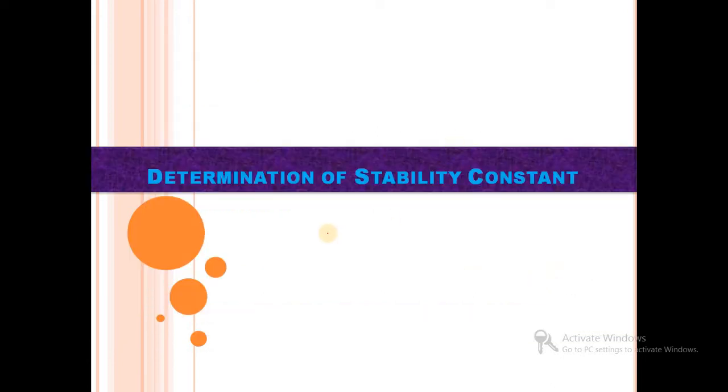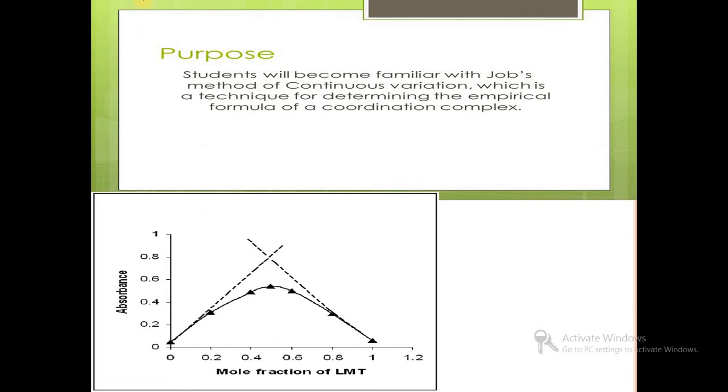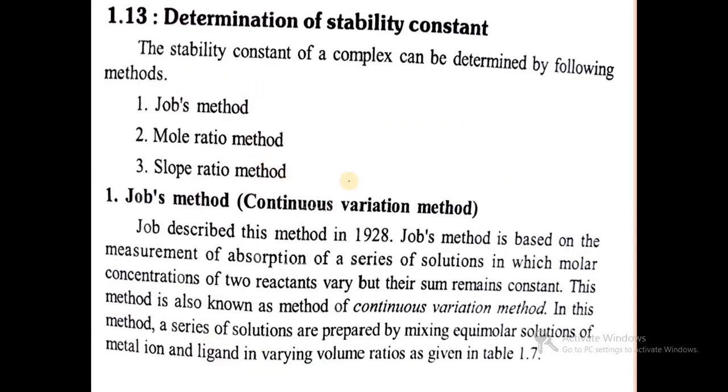So determination of stability constant. The purpose is that students will become familiar with Job's method. The name Job is the name of the scientist. Job's method of continuous variation is a technique for determining the empirical formula of a coordination complex. In this Job's method, the graph is absorbance versus mole fraction. Job's method is also known as the continuous variation method.